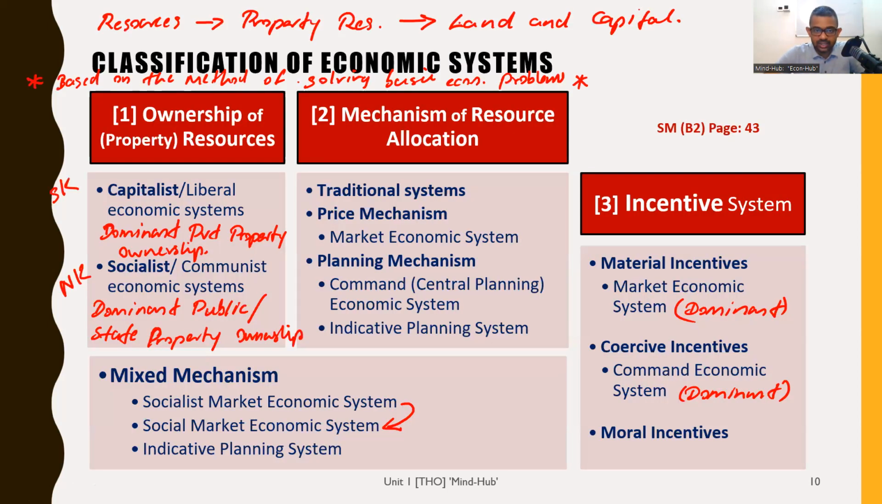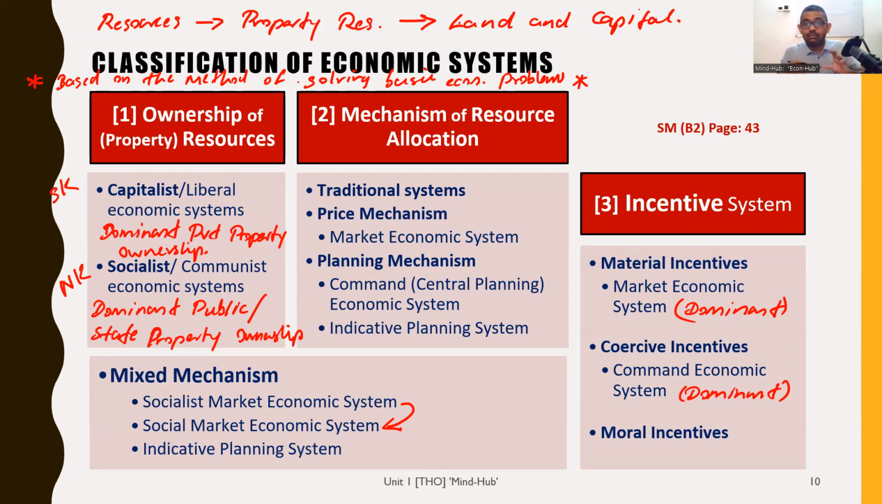Now, in your exam, the middle column is absolutely critical. I hope and pray all of you wrote down that part where I had the star: mechanism of resource allocation. In the exam, there are enough past paper questions where they have asked, based on the method of solving basic economic problems, how do you classify economic systems?